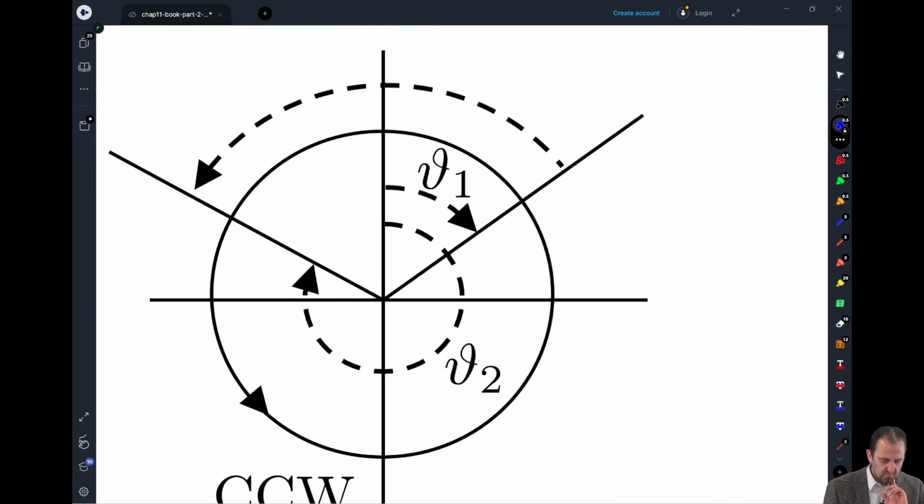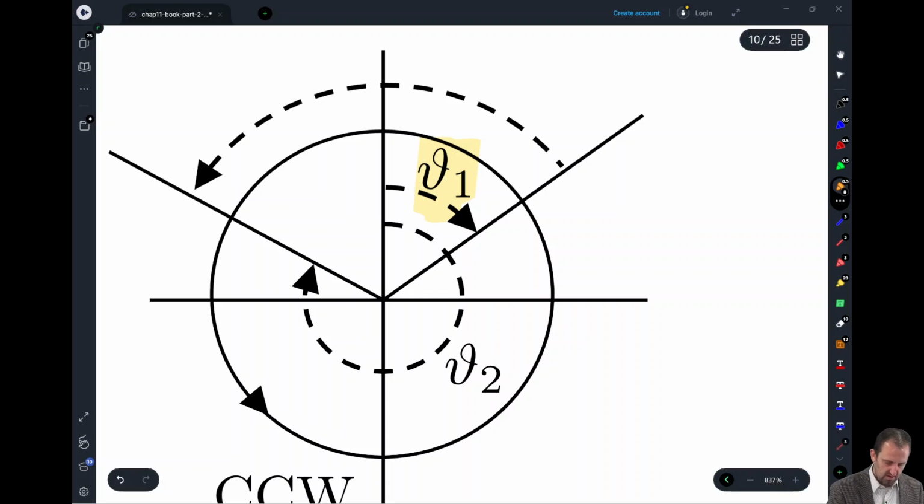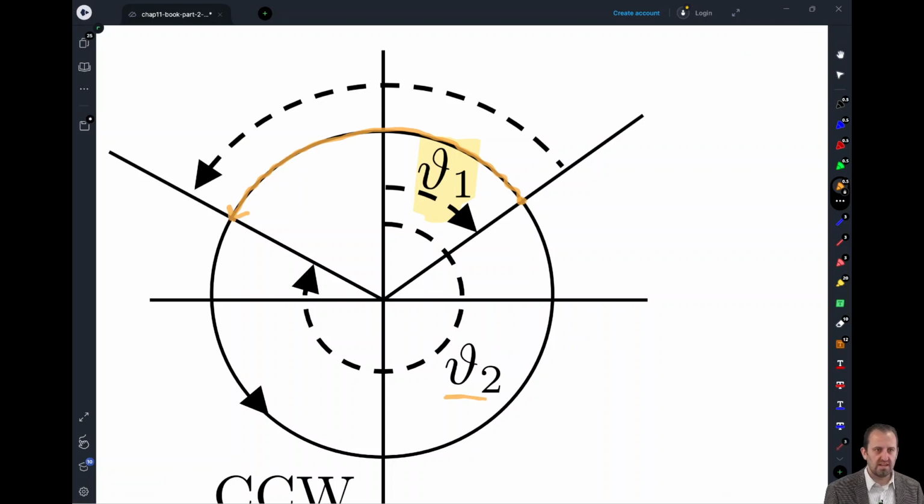So we have our starting orientation, theta 1. This is where we start on our circle, and we're going to go to the end orientation. Since we're going counterclockwise, we're going to move around in a counterclockwise rotation until we get to theta 2. Okay, so we're moving counterclockwise.